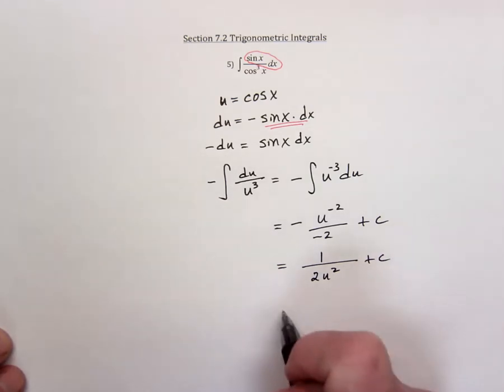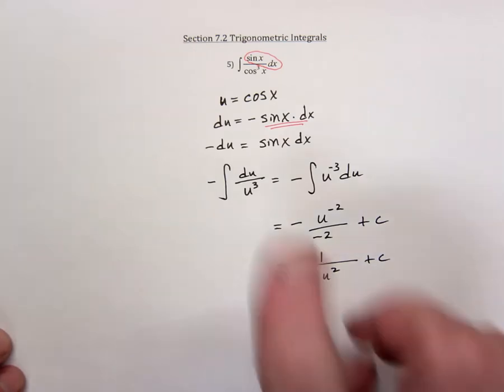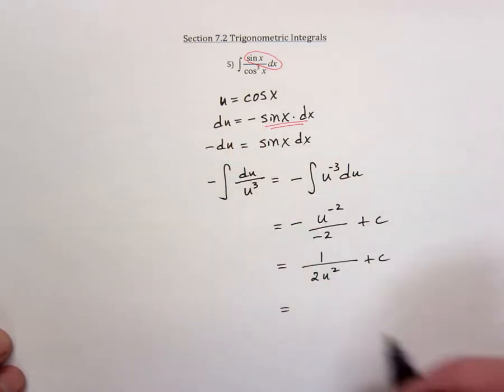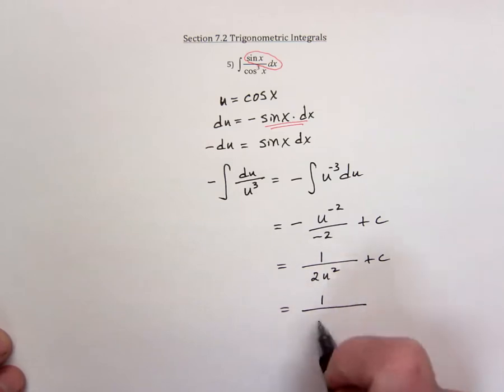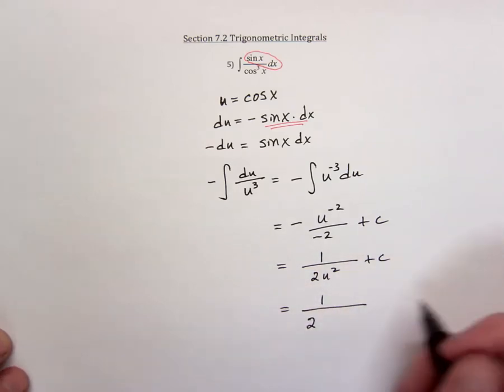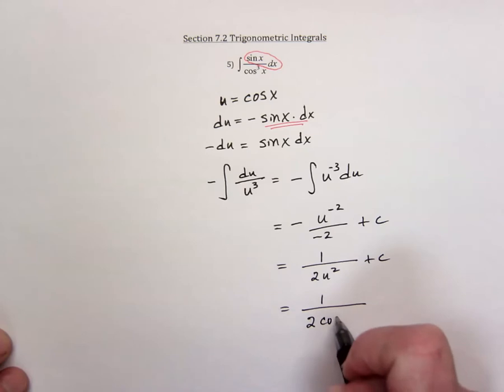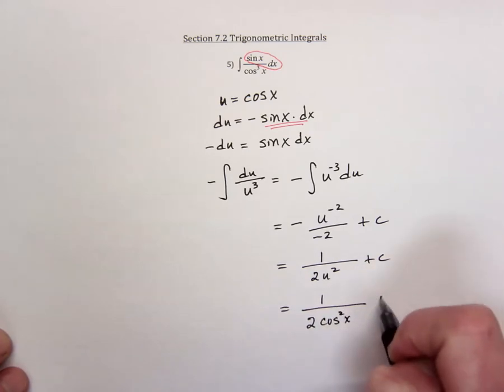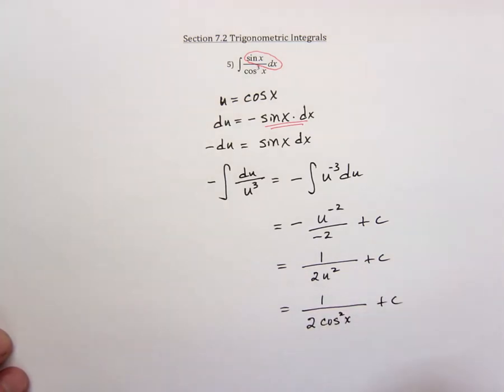And finally, replace u with what it's equal to, which is that cosine of x. So the answer is 1 over 2 cosine squared of x in the denominator, and then a plus c.